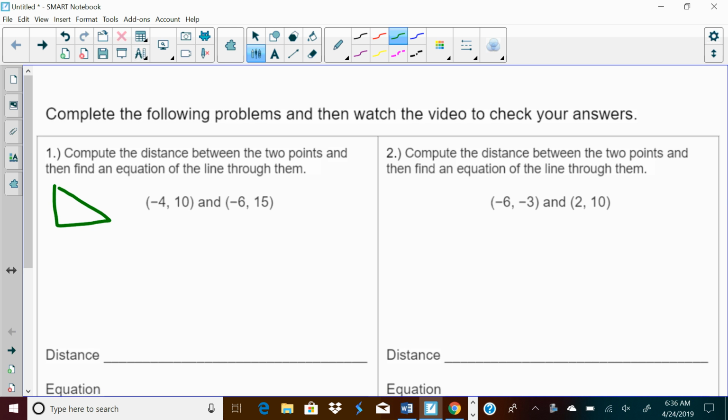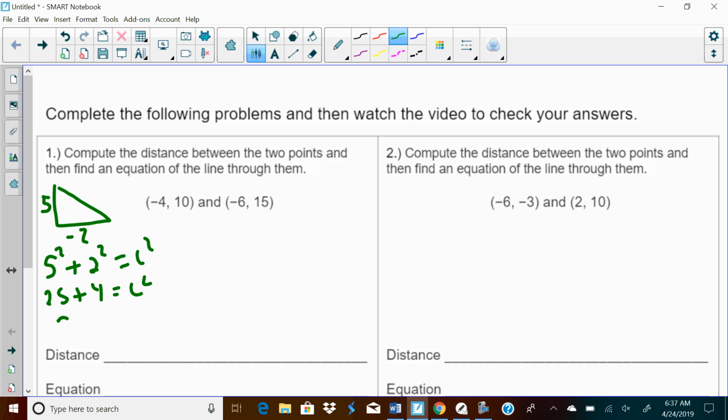that 10 and 15, so 15 minus 10 is going to be 5. So the distance is 5, and then negative 6, this is going to be a negative 2. So when I do the Pythagorean theorem, I do 5 squared plus, negative doesn't matter for the distance, 2 squared equals c squared. 25 plus 4, 29 equals c squared. So I take the square root of both sides. So I get the distance is the square root of 29, or about 5.4.